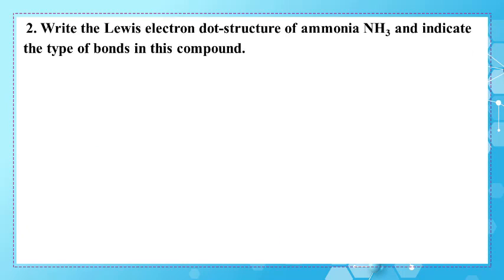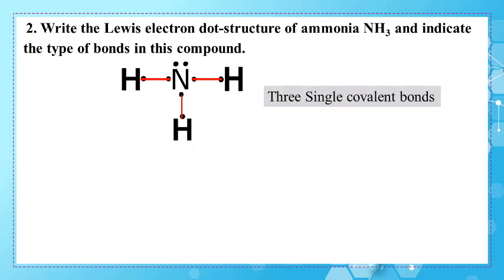Part 2. Write the Lewis electron dot structure of ammonia NH₃ and indicate the type of bonds in this compound. This is the Lewis dot symbol of the nitrogen atom, and this is the Lewis dot symbol of 3 hydrogen atoms. Each hydrogen atom shares with nitrogen one pair of electrons, forming 3 single covalent bonds.